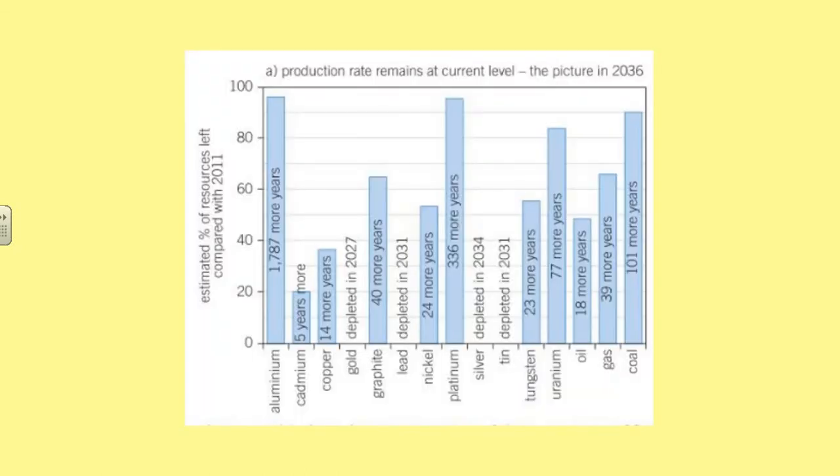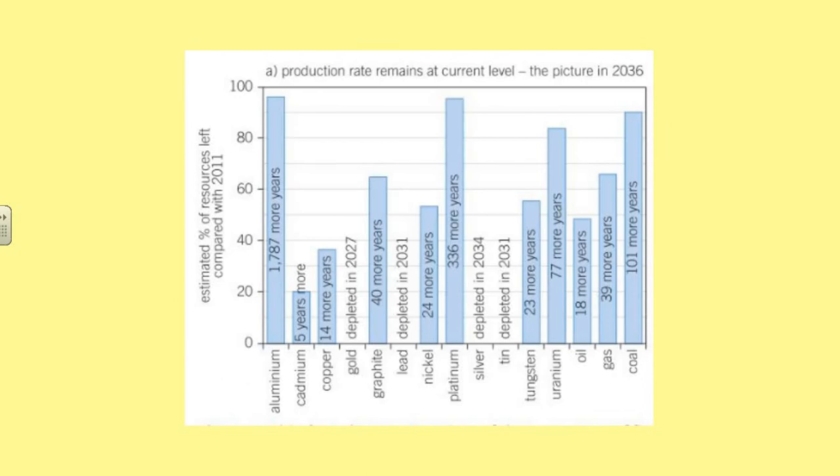So we just have to think about some of these finite resources we've got, and this graph here gives us a lot of information. What it's showing is what will happen to the amount of different resources we've got if we carry on using them at the current level. And this is showing levels that we'd expect in 2036 if we carry on using them as we are. So that's in 16 years. Now this was produced back in 2011, so this data is 9 years old.